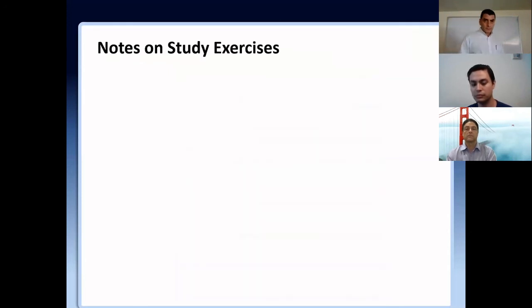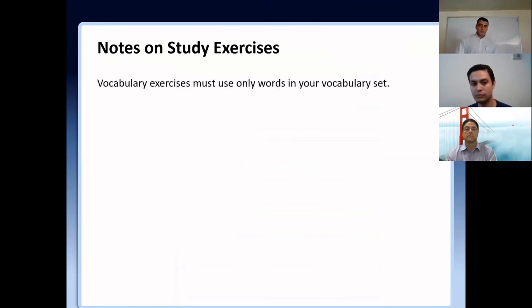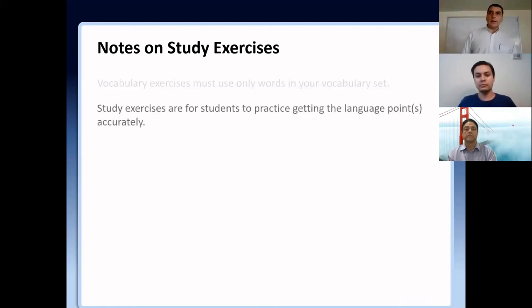Okay, so have a look at the first one. Okay, so I mentioned this before, that vocabulary exercises must contain only words that you've used in your vocab set. As you saw in our example ESA lesson, you should certainly elicit other words the students know about the topic. But unless you can accurately anticipate what they're going to tell you, you can't really build those into your exercise.